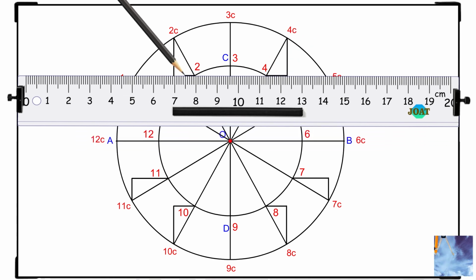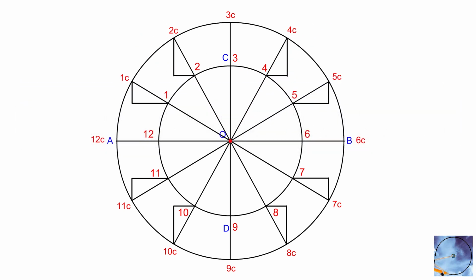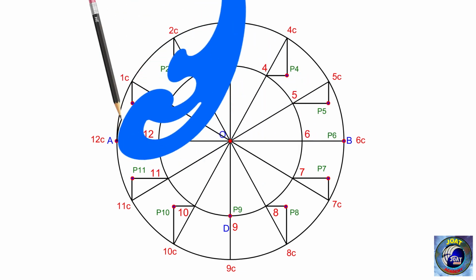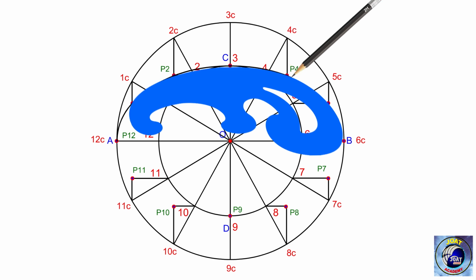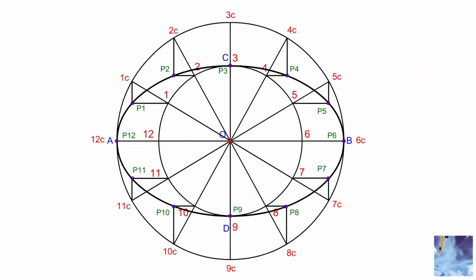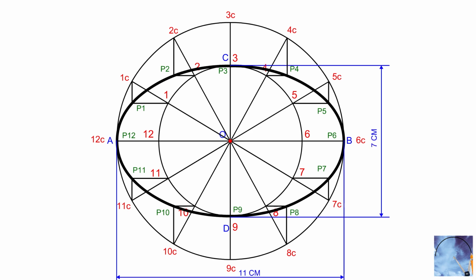Label the points of intersection as P1, P2, P3 up to P12, as shown. These points P1 to P12 will form the outline of the ellipse. Using a French curve, draw a smooth curve passing through all these points to obtain the required ellipse. Finally, add the dimensions to your drawing as shown.